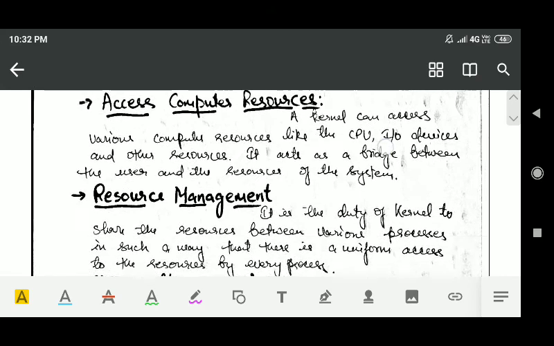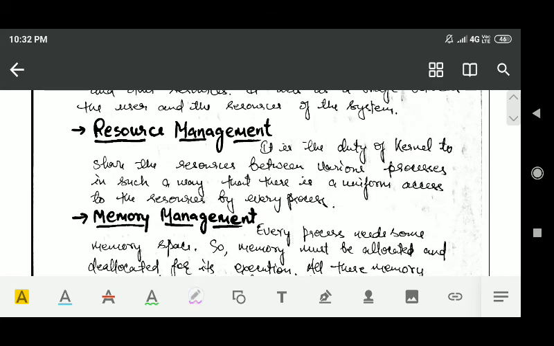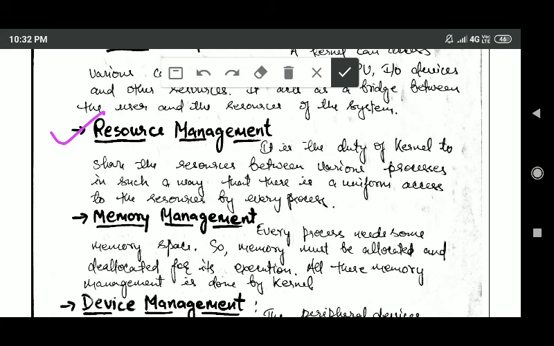Now let us see the next function of the kernel. The next one is resource management. It is the duty of kernel to share the resources between various processes in such a way that there is a uniform access to the resources by every process.